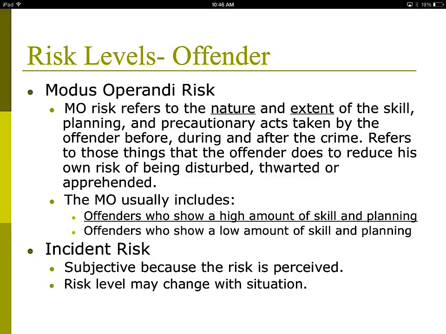The MO usually includes offenders who show a high amount of skill and planning, and offenders who show a low amount of skill and planning. Offenders with a low amount of skill and planning are usually going to be caught pretty quickly. It's the ones who have very elaborate plans that are harder to catch. Incident risk is subjective because the risk is perceptive, and the risk level may change with the situation depending on who their victim is.